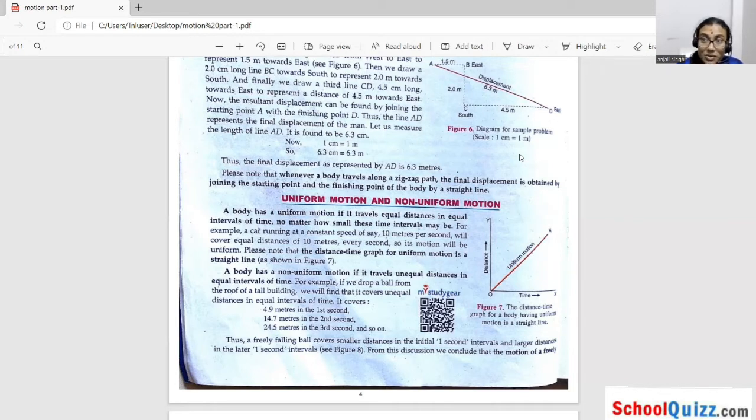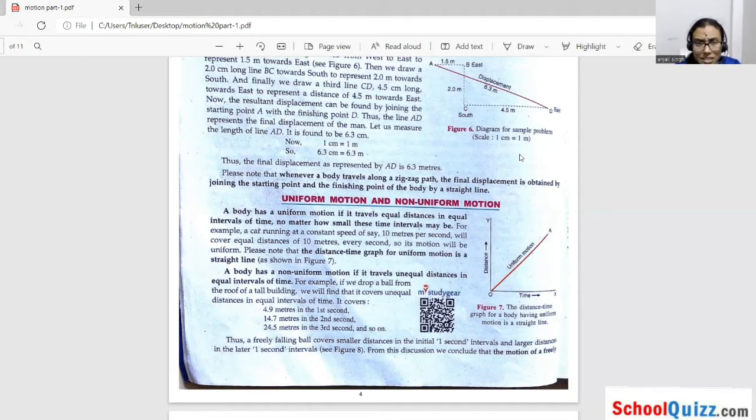And the most important: can distance be zero? It cannot be zero. Distance cannot be zero. But in case of displacement, can it be zero? Yes, definitely it can be zero. I think when you are watching the video, many questions arise in your mind: how can it be zero?